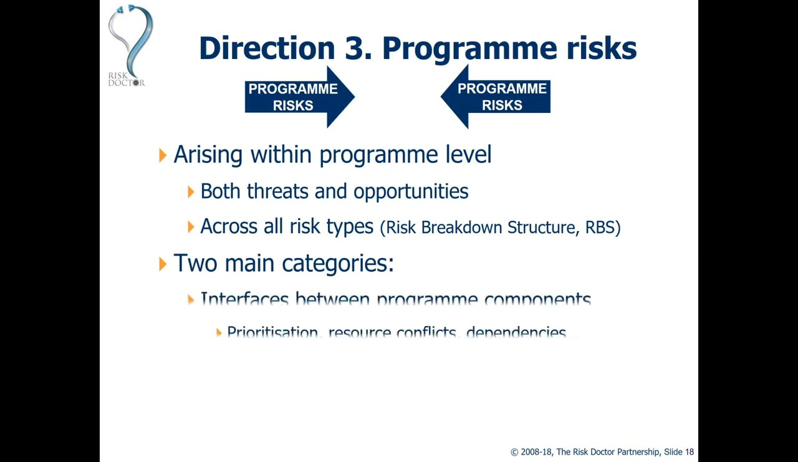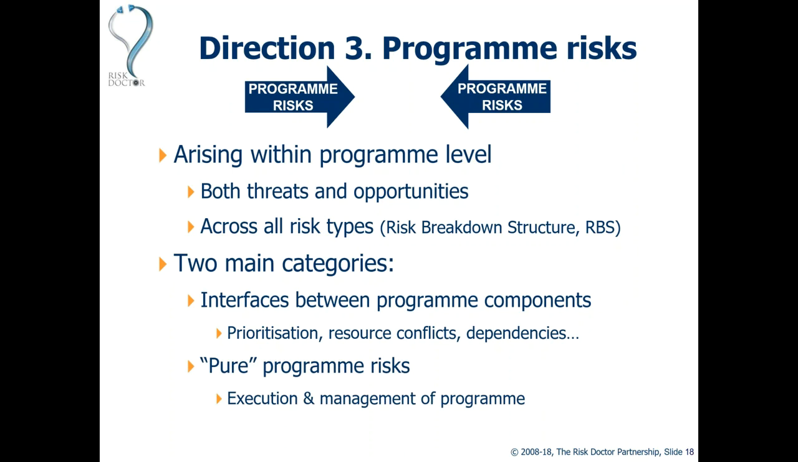But particularly we might find risks that come because of interfaces between program components, issues to do with relative prioritization or resource conflicts and so on. And then there are things that are pure program risks that come about from our execution of the program itself, in terms of communication issues, in terms of interfaces elsewhere outside of the program, and so on. So we need to be aware of what's happening around us with our various components, and also what's happening within the program itself.